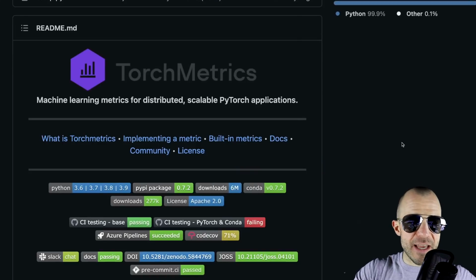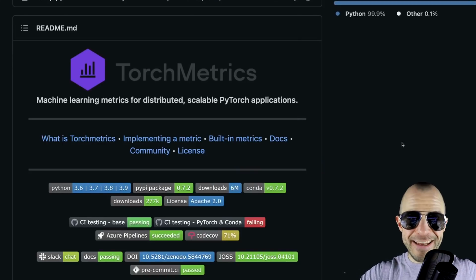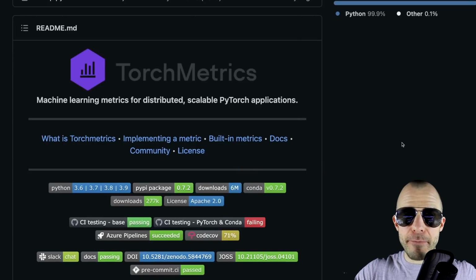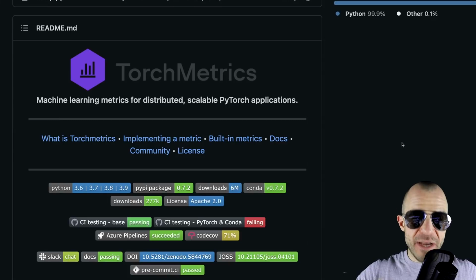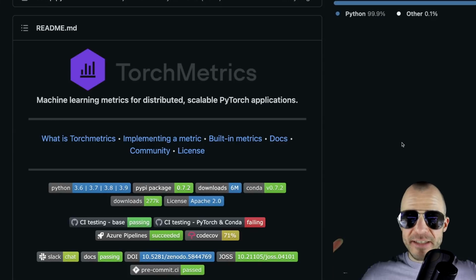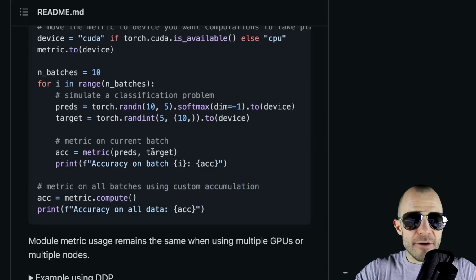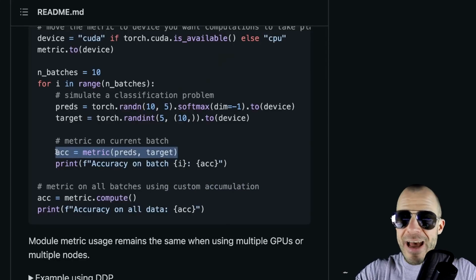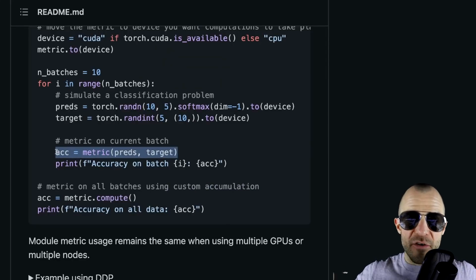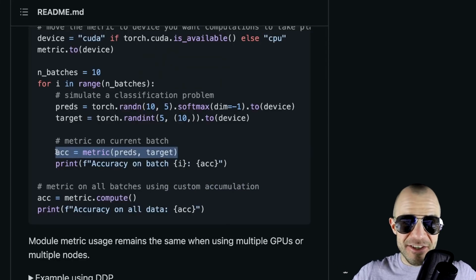TorchMetrics is a project by the PyTorch Lightning devs, and it implements metrics for PyTorch, especially for distributed and scaled up PyTorch. Computing metrics is often a hassle because you need to accumulate over batches or over different machines and so on. This library reduces that boilerplate and lets you just track and export your metrics in a very easy way. Here is a simple example that tracks the accuracy over a bunch of batches, I guess a batch of batches, if you will.